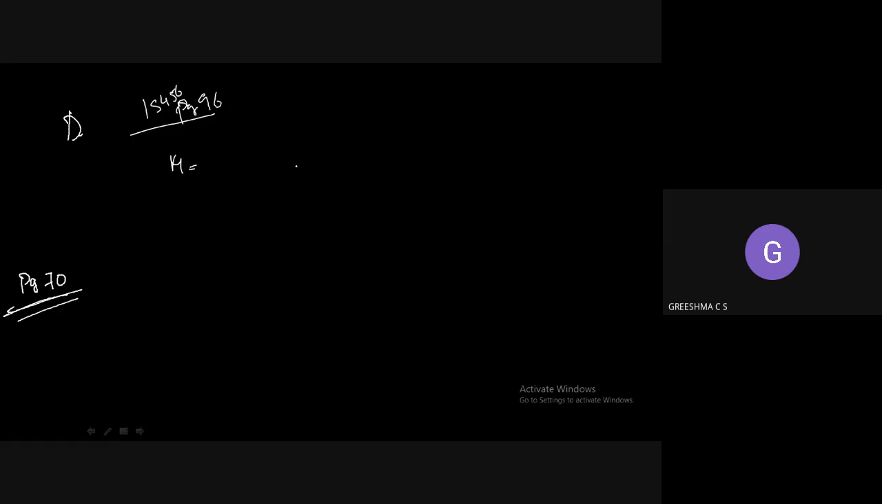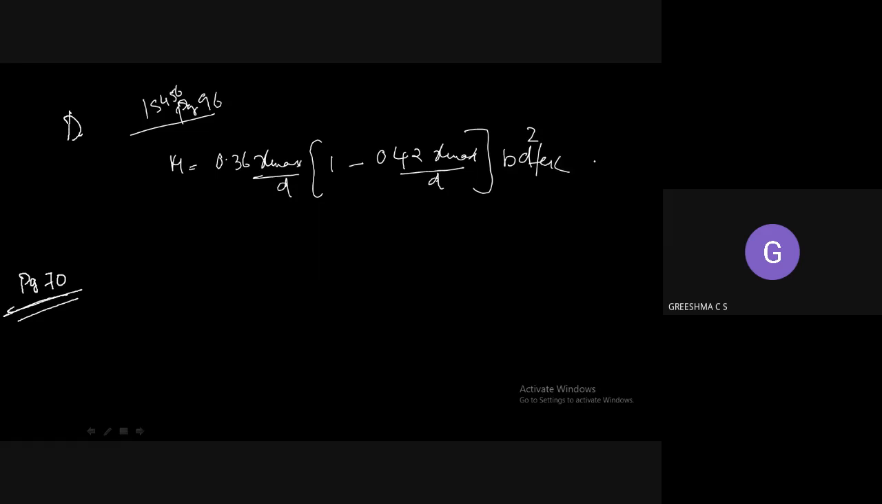M is equal to 0.36 fck. That equation is 0.36 XU max by d into 1 minus 0.42 XU max by d, whole squared, fck. All the values are known. You can directly substitute and find out the answer. So 0.36 into XU max by d, that is 0.48.